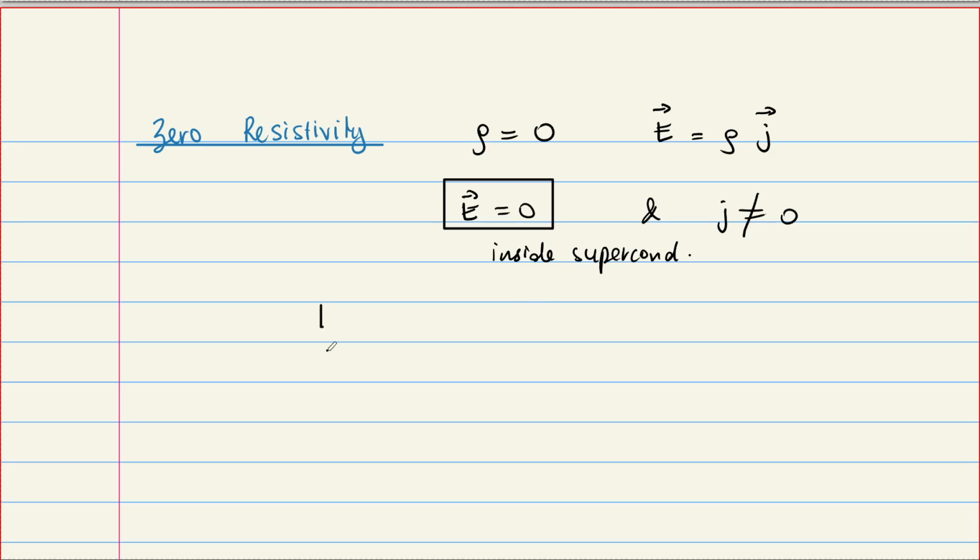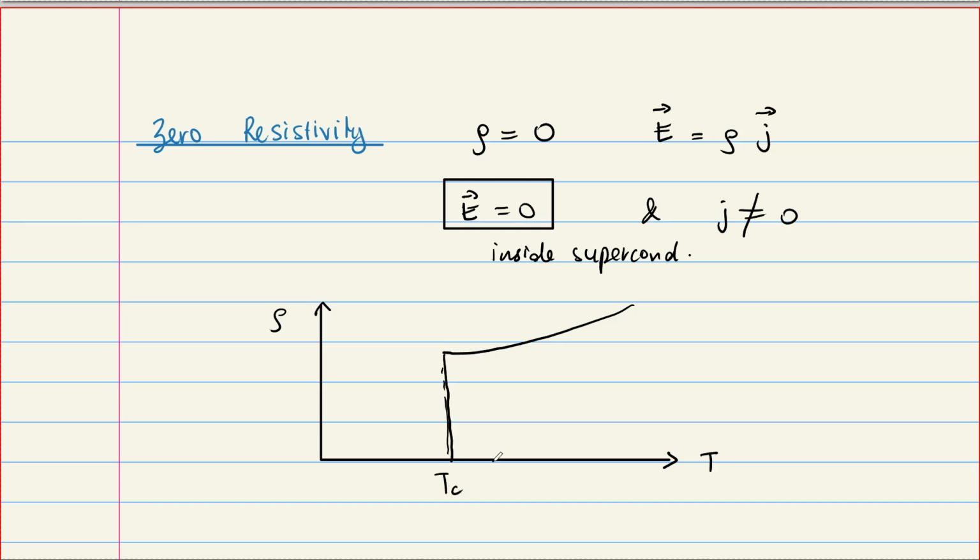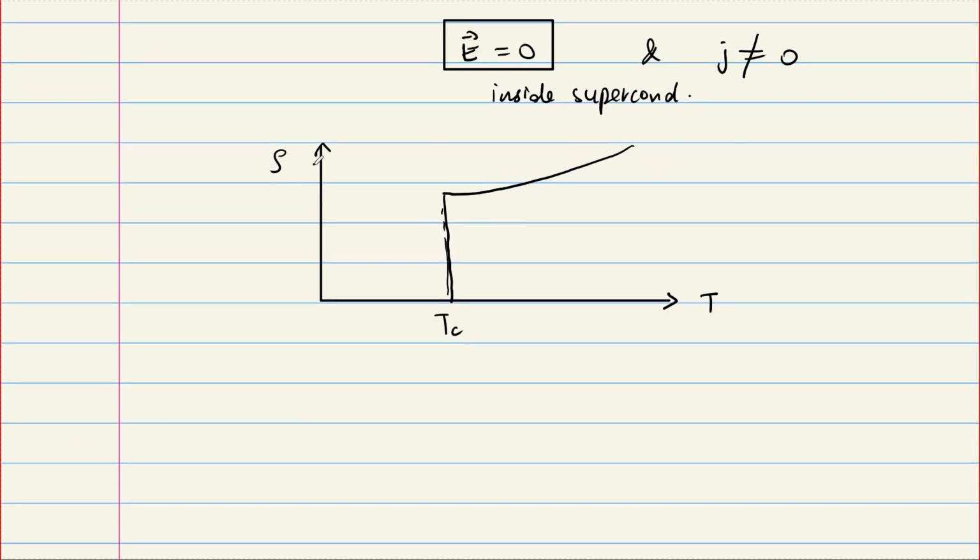And this is the phase diagram we started with. This is rho, this is T. You just come down, and there's a critical temperature, Tc. This is a thermodynamic phase transition, and the phase here we call superconductor, and here we call it normal metal. Sometimes we just call it normal and superconductor, and they are separated by Tc.